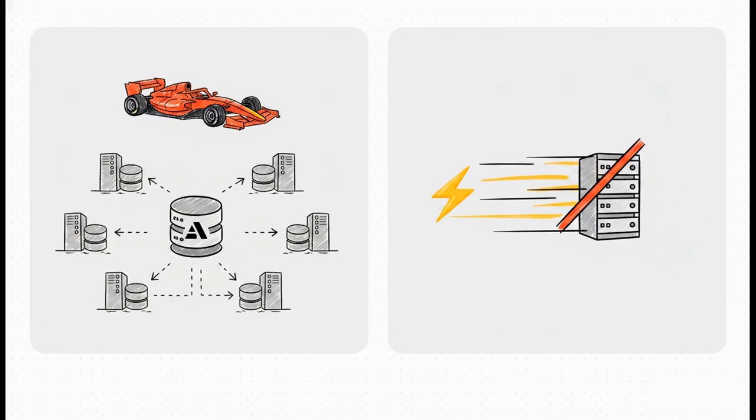DynamoDB, however, is your serverless NoSQL option. It offers single-digit millisecond latency and scales automatically without you having to manage any servers. Remember these for the exam, guys. Aurora means best relational database performance. DynamoDB means serverless NoSQL with millisecond latency.